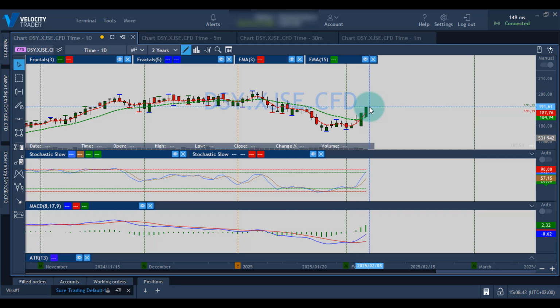Now I've decided beforehand that I'm willing to lose 500 Rand on this trade. So if my stop loss is 16 Rand away, I take 500 divided by 16. That gives me 31.25, so let's say 31 or 32. And that is the amount of CFDs that I'm going to buy on this trade.